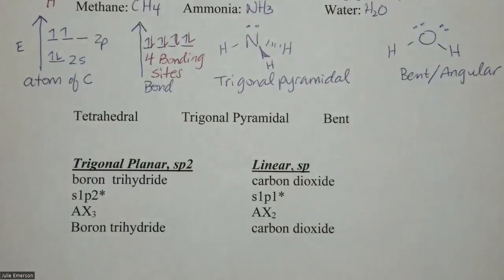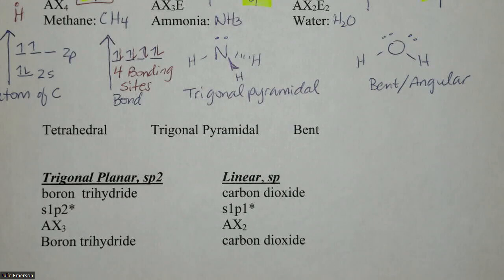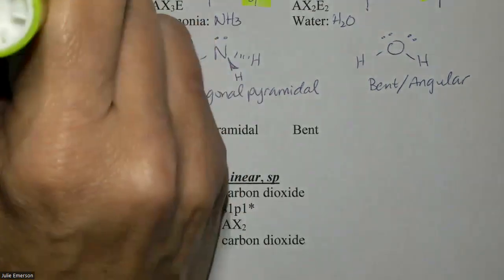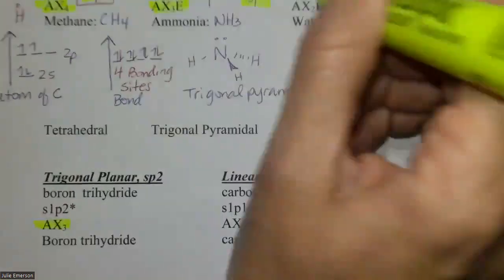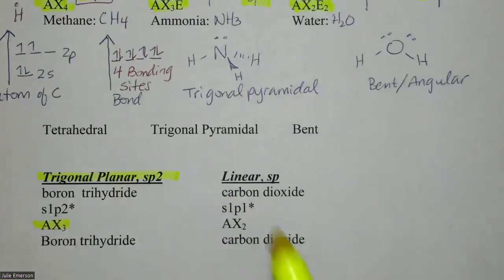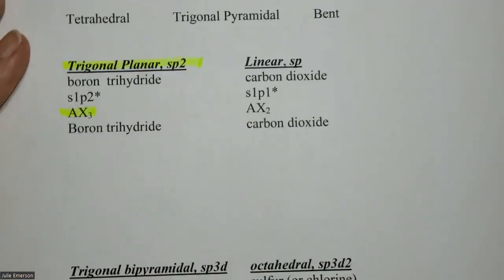When does that happen? All right. So if I keep going, trigonal planar. Okay. So trigonal planar is when you have your AX3, right? All of these are in the AX4 family. When you have AX3 trigonal planar, only 3 bonding sites needed. We just need sp2. And the molecule we saw for that was boron trihydride.